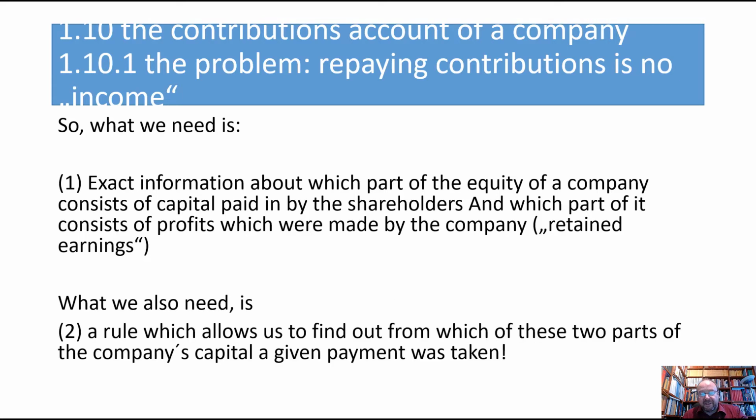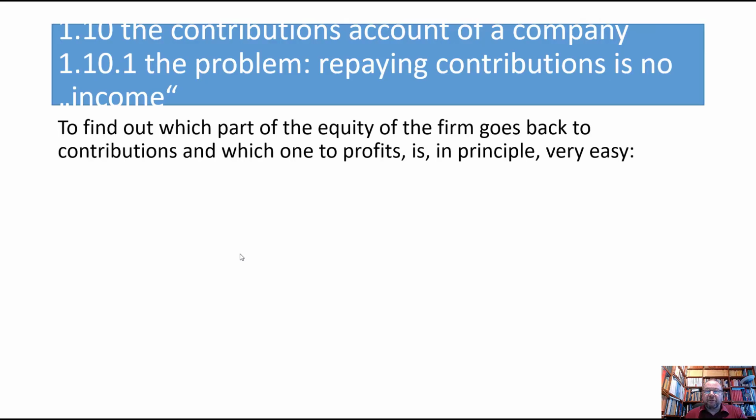What we also need is a clear rule which part is used when. So we need a rule which allows us to find out from which of these two parts, either paid-in capital or earnings, a given payment was made. So to find out which part of the equity of the firm goes back to contributions and which one has its origin in profits is in principle very easy.